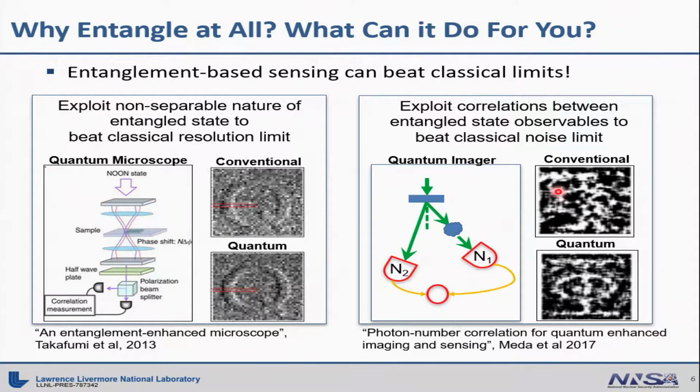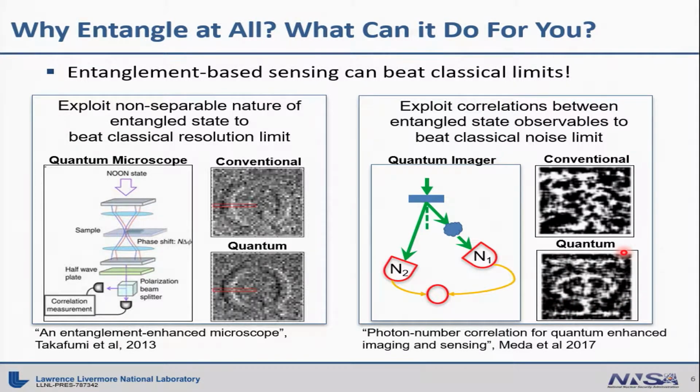And if you look at the images that were produced, this is an image of the letter phi that they produced using a conventional source of light. Using the same amount of light, but with a quantum source, you can see that they beat down the noise by quite a bit in this particular example. And you can see a clear image of the letter phi.